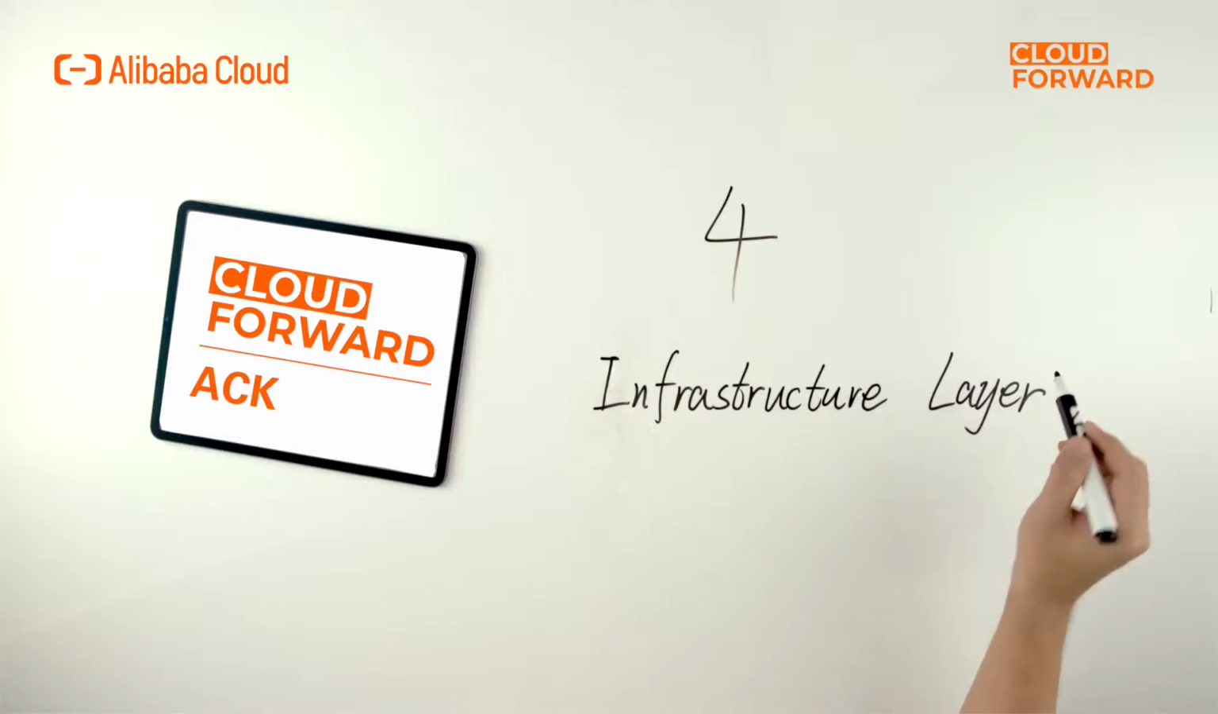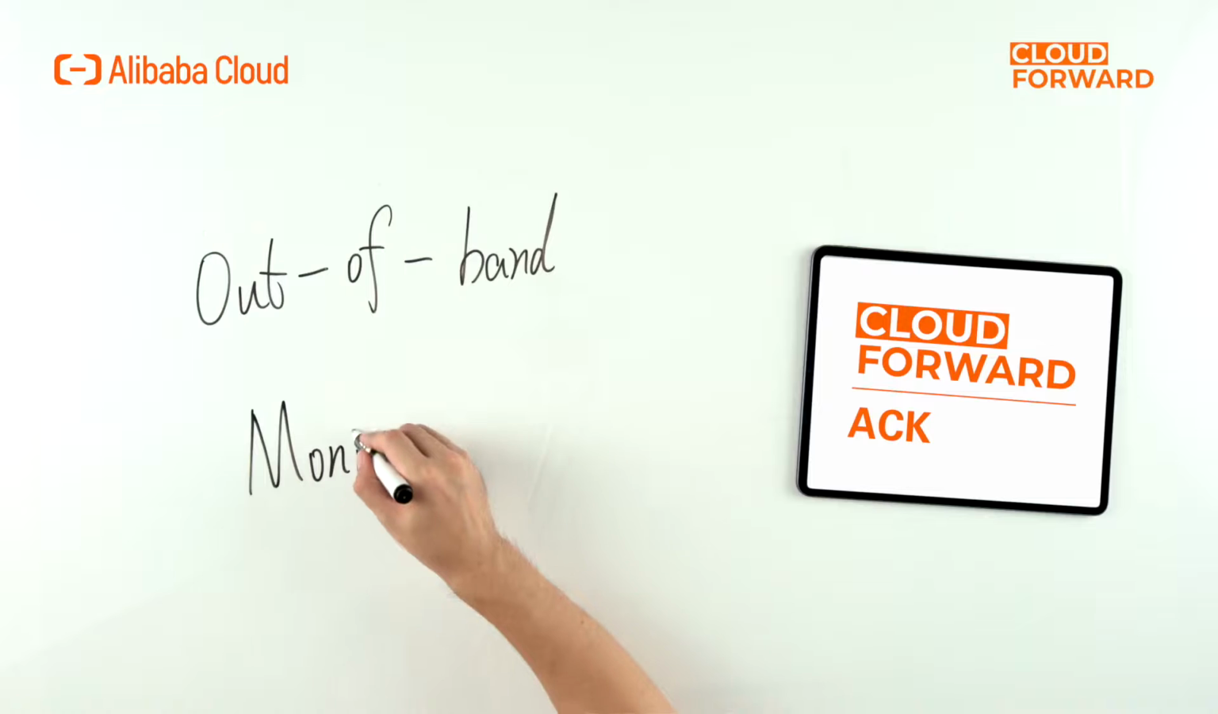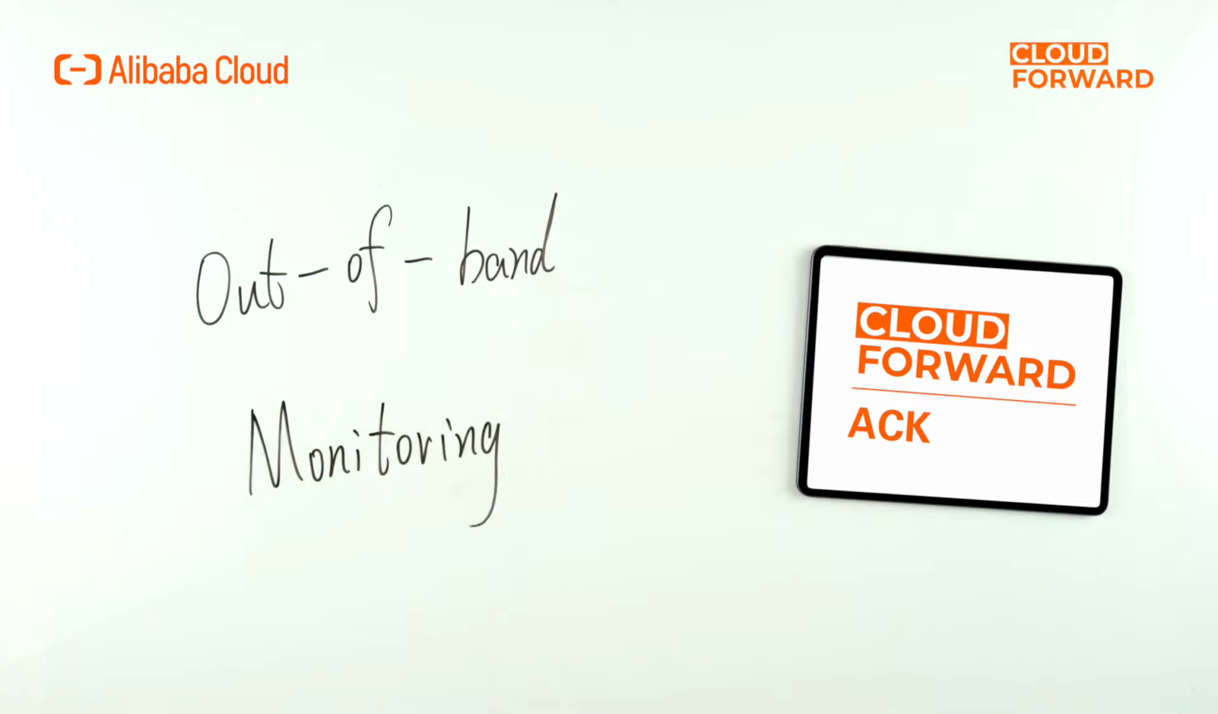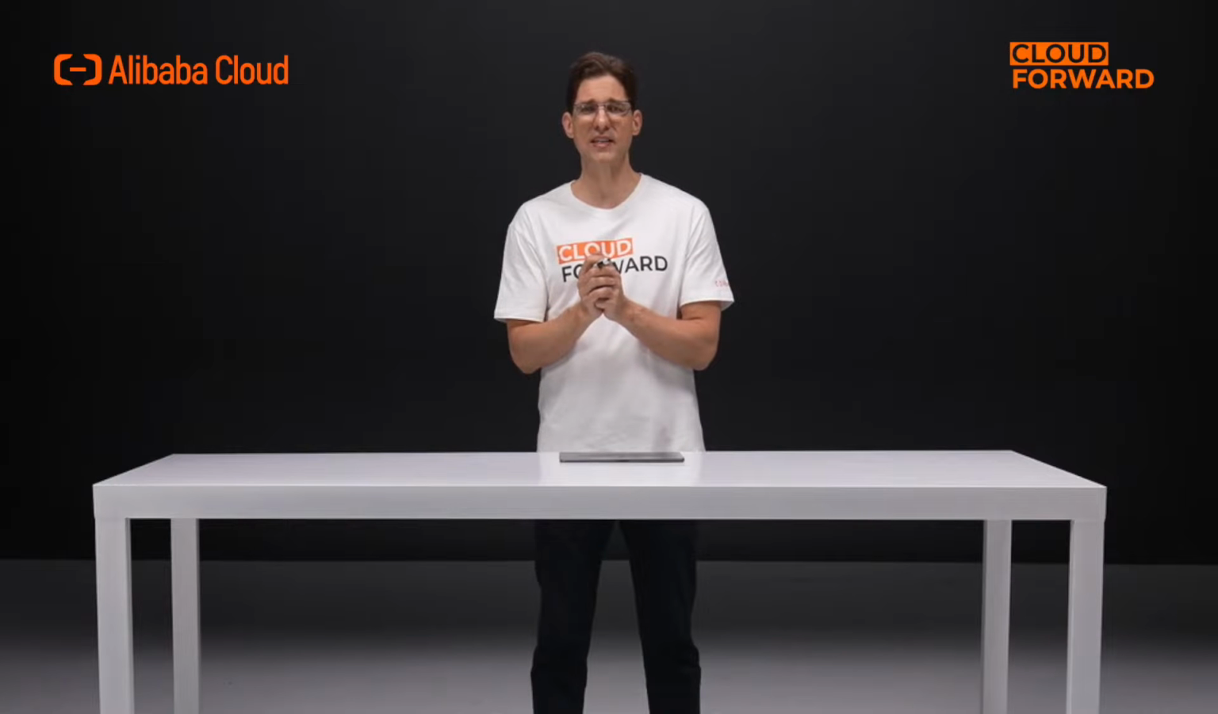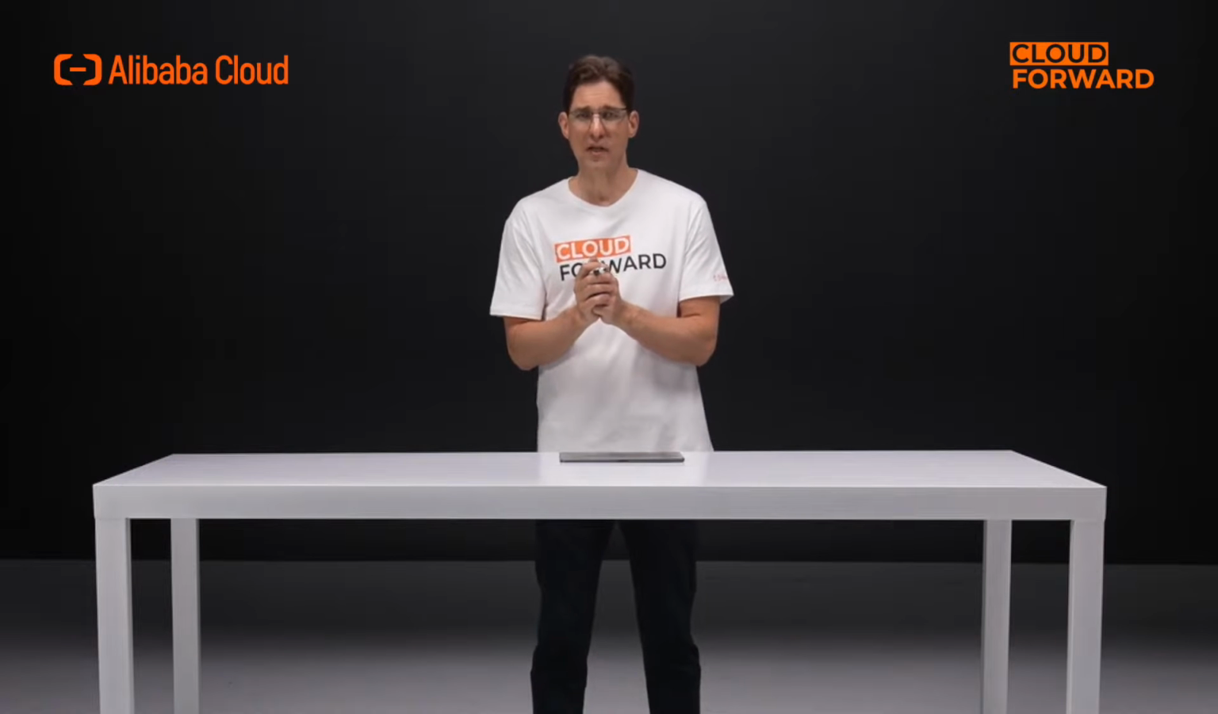And finally, the infrastructure layer. Alibaba Cloud provides out-of-band monitoring of compute and network resources, which has been integrated into the ACK Event Center. Through ACK Event Center, infrastructure anomalies associated with ACK clusters and containers can be quickly discovered.